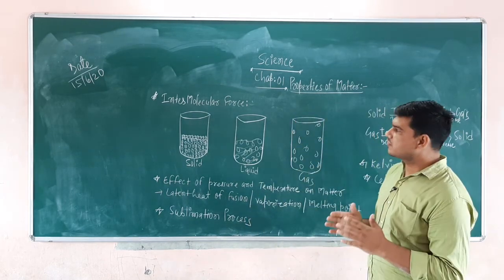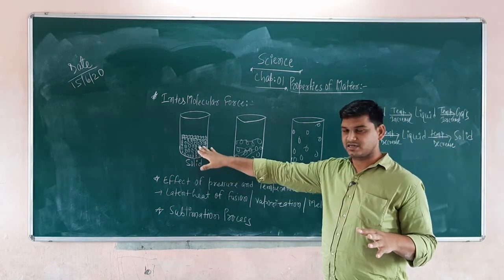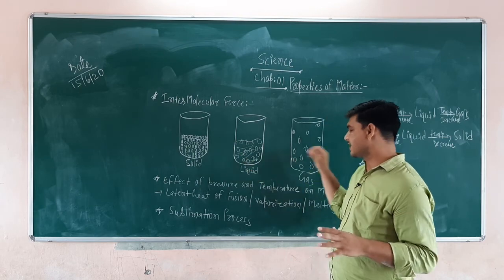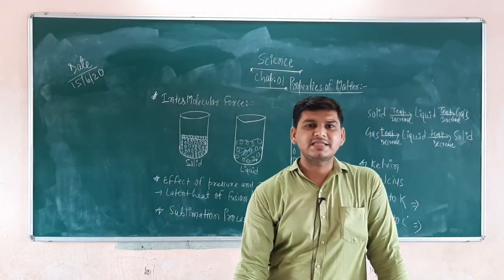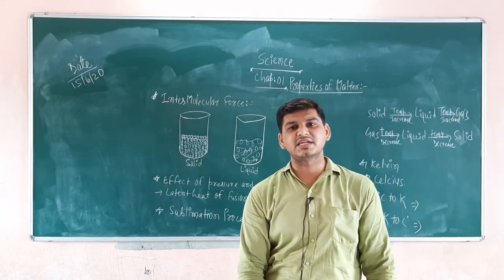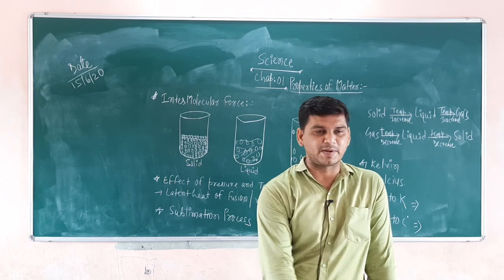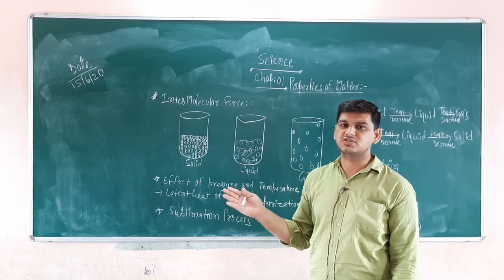Now the intermolecular force is arranged in three different states: solid state, liquid and gases. In the given figure, three states of particles are shown. One is solid particles, another is liquid particles, another is gaseous particles. So how can this effect be seen in these particles?